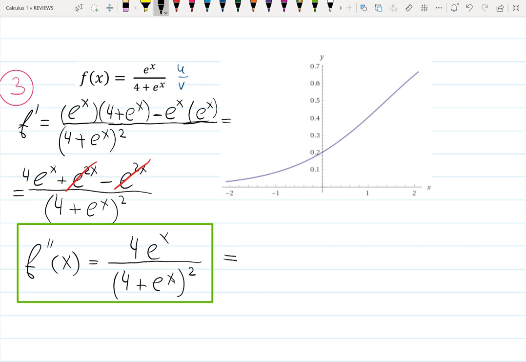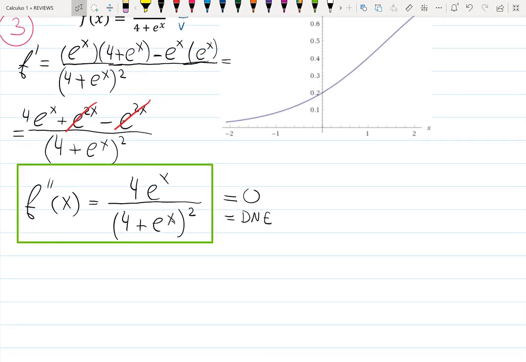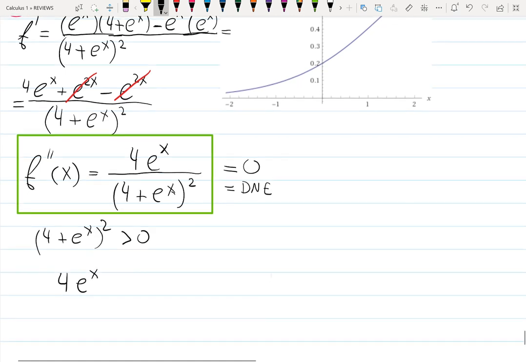I want to know where this function is 0 and DNE, because DNE points can change the concavity as well. Well, the denominator is never 0. 4 plus e to the x squared cannot be 0, because e to the x is positive, 4 is positive, we're adding two positive numbers and then squaring it. It's definitely never 0. It's actually never even negative, so I will say it's positive. Then only 0 points will show up. Those points are coming from the numerator.